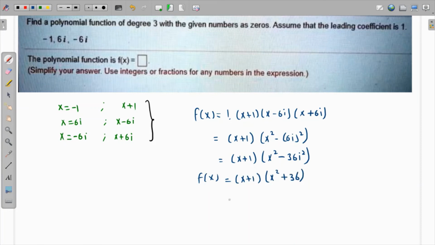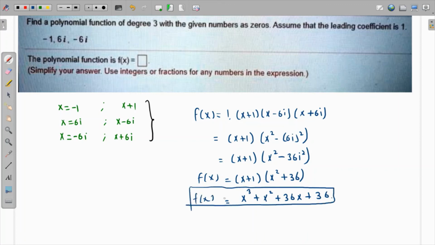And if we have to further distribute this, then this will become x cube + x square + 36x + 36. So this is the required polynomial which has these 3 roots. Thank you.